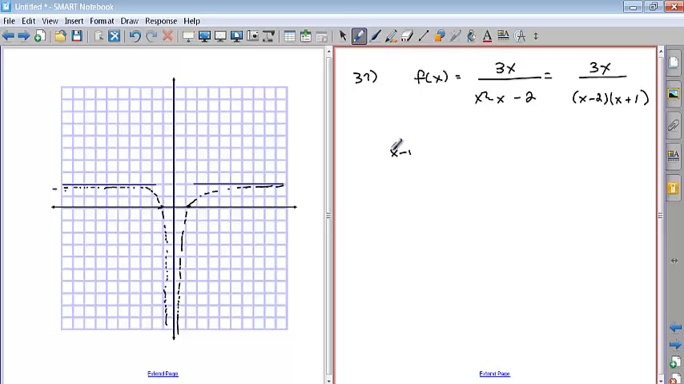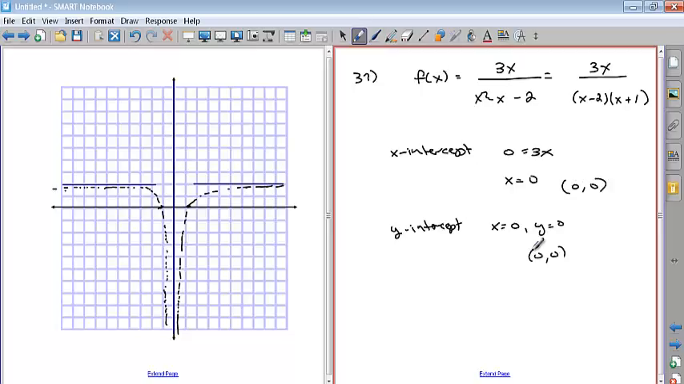So the x-intercept is when the numerator equals 0, so that occurs when x equals 0. So we have an x-intercept at 0. Our y-intercept is when we set x equal to 0. If we set x equal to 0, we get y equals 0. So in this case, the x-intercept is 0, 0, and the y-intercept is 0, 0. So we know it goes through the origin.